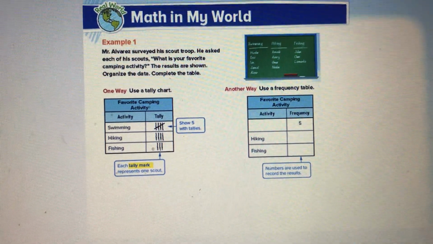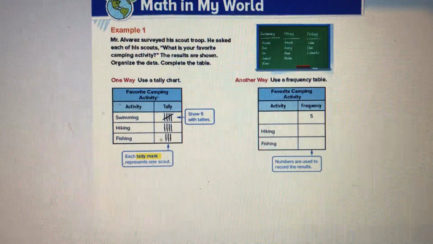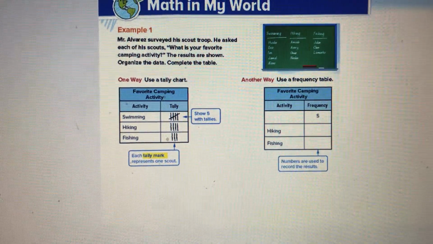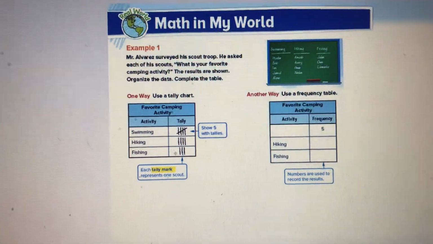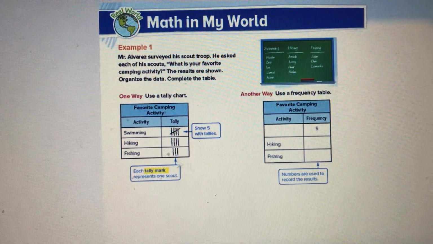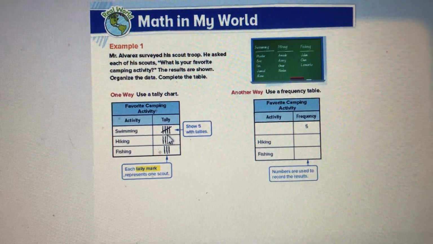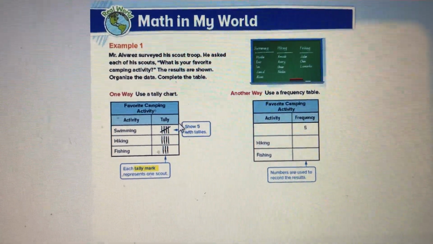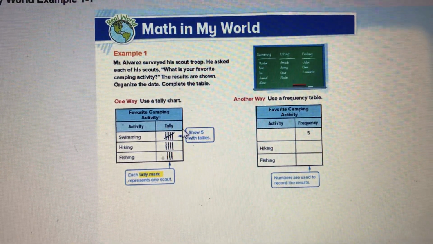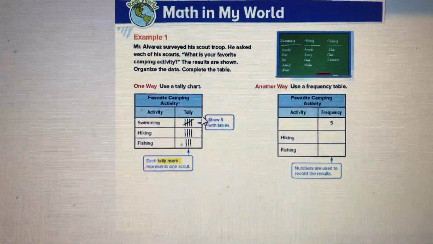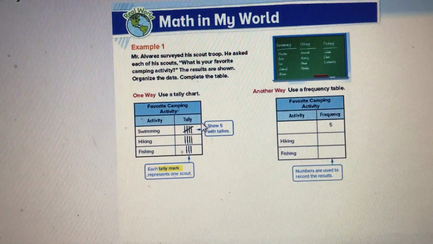So today, Mr. Alvarez surveyed his scout troop. He asked each of his scouts, what's your favorite camping activity? The results are shown. Organize the data and complete the table. So one way we can organize data is by using a tally chart. This is a tally chart. And you'll remember that when you make tallies, you make 1, 2, 3, 4, and then a line through it to represent the 5. It just makes it easier when we're trying to count a bunch of tally marks, okay? And a tally mark represents one scout.